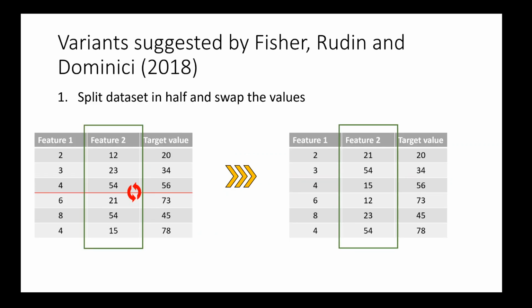The authors suggested two alternatives instead of randomly shuffling the values of the feature. In the first one, the dataset is split in half, and the values of feature J of the two halves are swapped instead of permuting feature J. This acts the same as permuting the values. In the figure, we can see an example. The values of feature 2 are split in two halves and swapped in the figure on the right. The values of the upper half are placed in the lower half of the newly generated dataset, and the values of the lower half are placed in the upper half of the generated dataset.